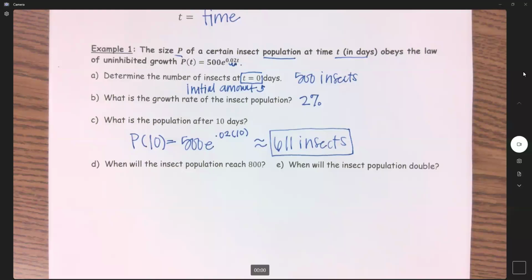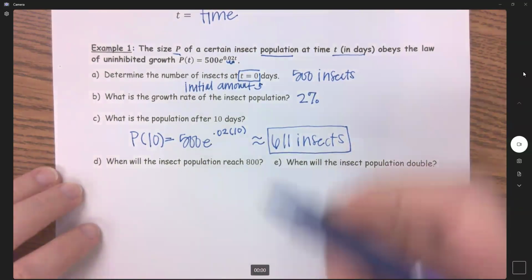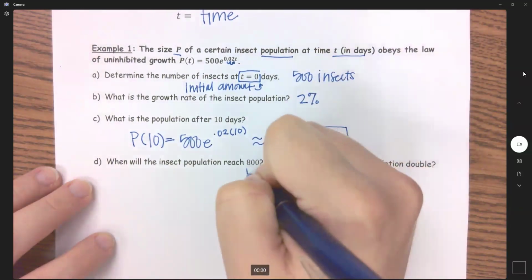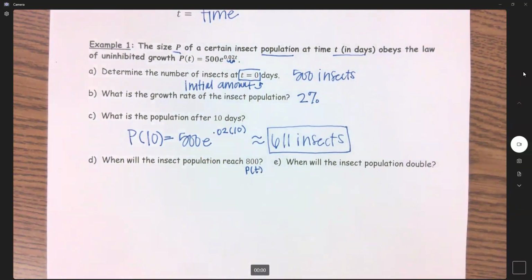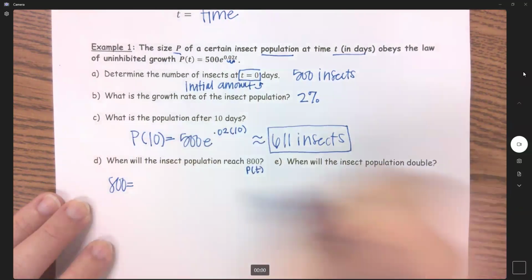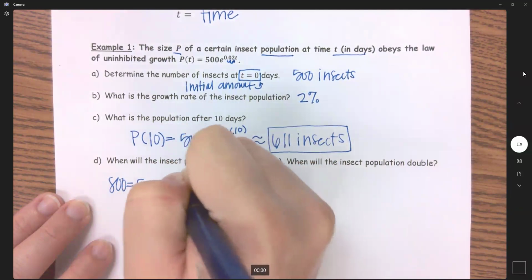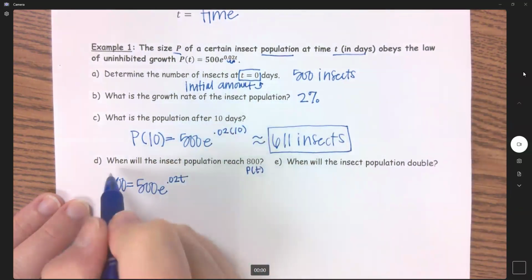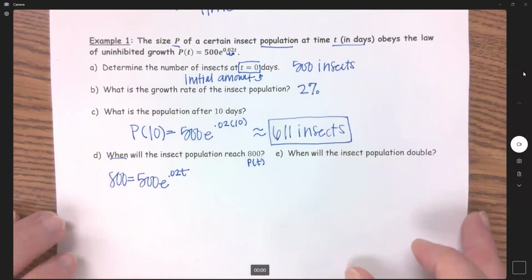D wants to know, when will the insect population reach 800? So far, this has been pretty straightforward. Now we've got to do a little bit of work here. When will the population reach 800? We are talking about my function. When will it equal 800? So I would put 800 equals my function. And it wants to know when, so we are solving for our time here.